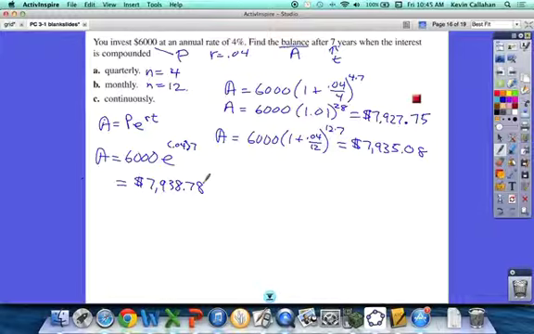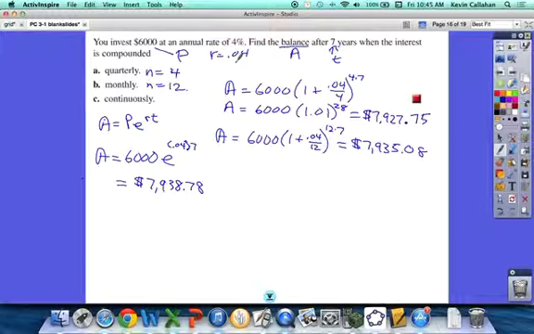Now, if I had to do, yeah. Annual interest rate. What's the question? R is annual interest rate. 4%, 0.04.